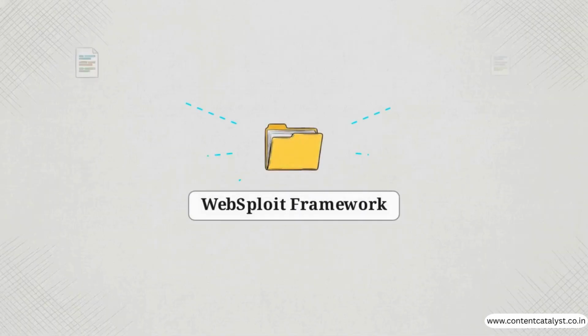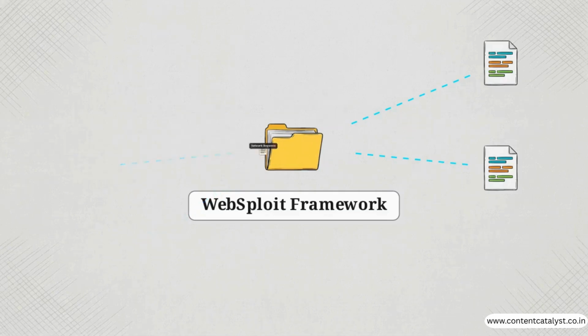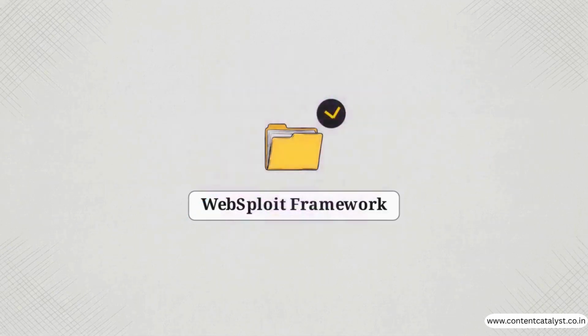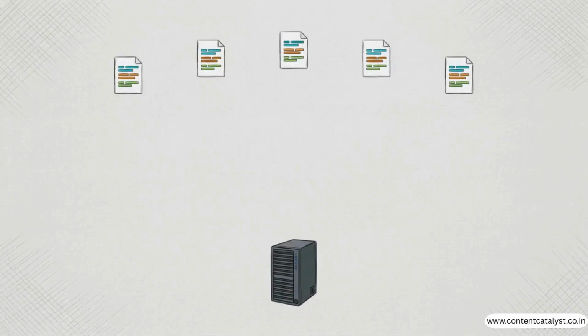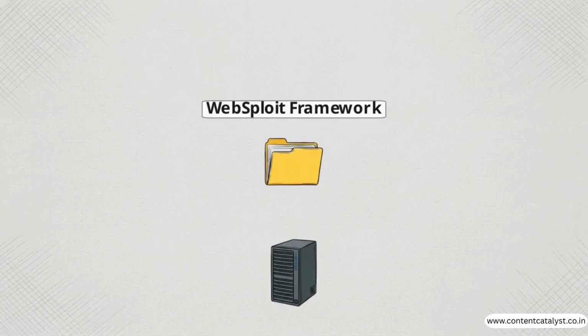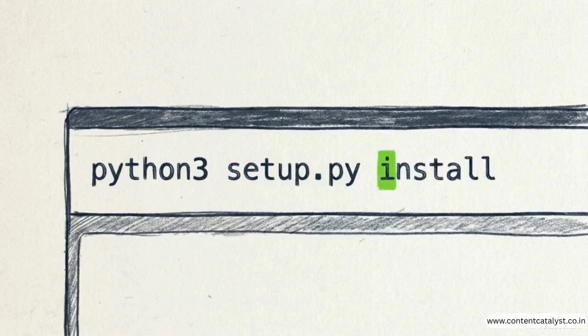Before the framework can run, it needs a specific set of supporting Python libraries to handle network requests and terminal formatting. You install these dependencies by typing pip3 install -r requirements.txt and pressing enter. Once those libraries finish downloading, the core framework itself must be compiled and installed onto your local system. Type python3 setup.py install to execute the build script and complete the setup process. When your terminal returns to the standard prompt without errors, the raw tool is ready.